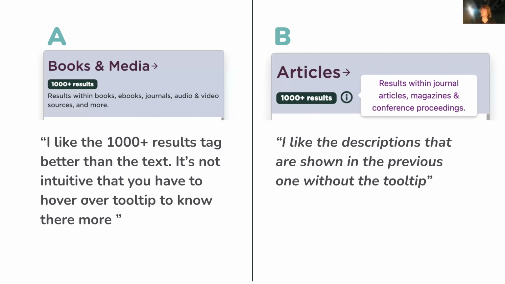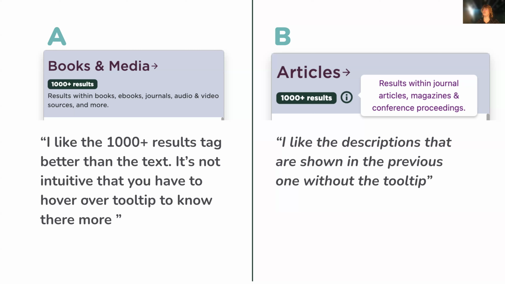When we gave users the ability to see two versions of one design, we used our bento box search results page. There were several bento boxes, and two of them you can see here, books and media and articles. One version had the title, books and media, a tag with how many results, and if it was over 1,000, it just said 1,000 plus. Below that, it had a brief description of what kinds of results you would see. So this one says books, ebooks, journals, audio and video, and more.